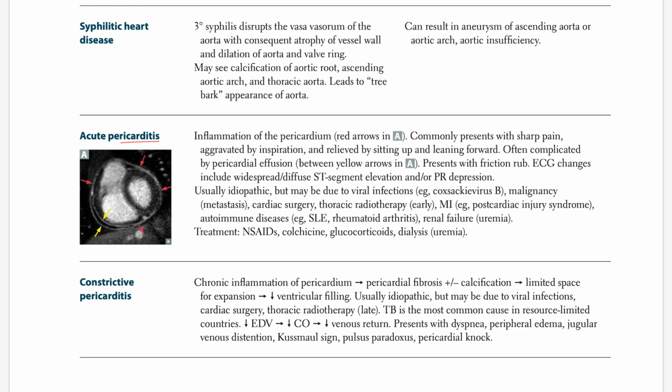Now let's talk about syphilitic heart disease, high yield. Tertiary syphilis disrupts the vasa vasorum of the aorta with consequent atrophy of the vessel wall and dilation of the aorta and valve ring. May see calcification of the aortic root, ascending aortic arch, and thoracic aorta. Leads to a high yield tree bark appearance of the aorta.